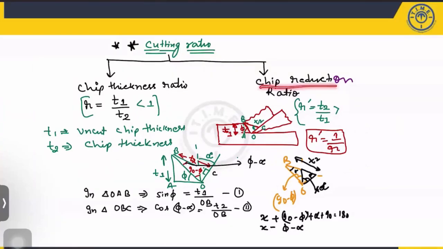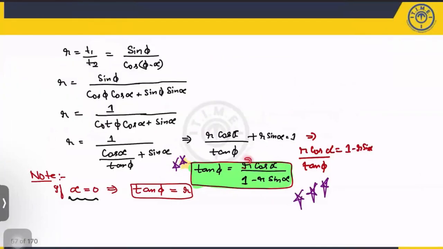Sometimes if they are giving the chip reduction ratio, that means this ratio should be greater than 1. If they mention it as a chip thickness ratio, the value is less than 1, so always remember it is taken as a reciprocal. But most of the time, they will give you the values individually, uncut chip thickness and chip thickness. Why is this important?